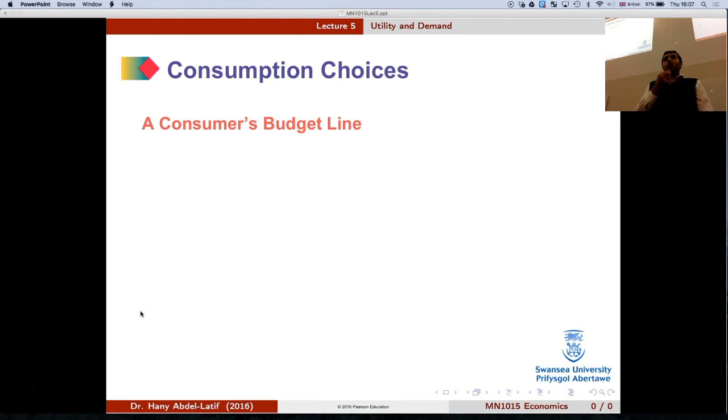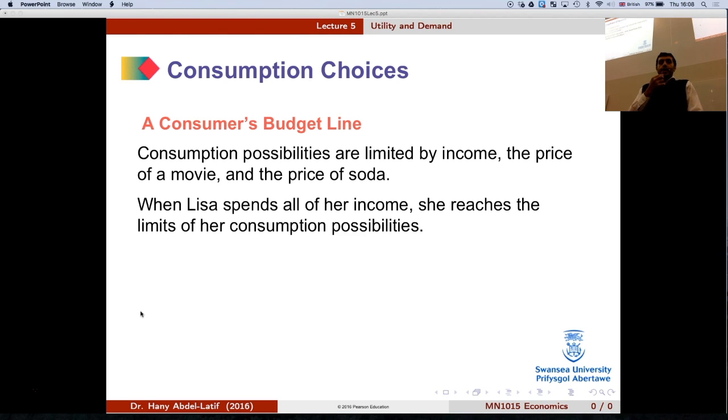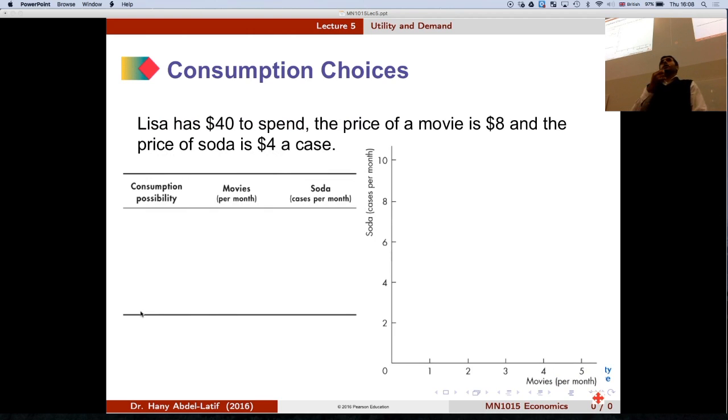So let's see what she can afford. This is your budget line. Let's see how we show this between soda and movies. Let's say she has $40, that's her income, and the price of movies is $8, and the price of soda is $4. So what are the possibilities here? She's allocating this income between two products, movies and soda.